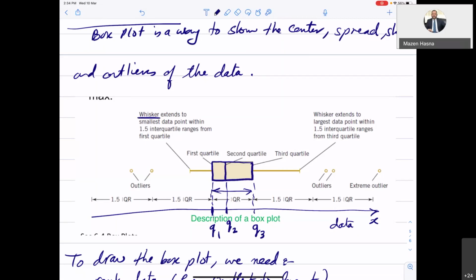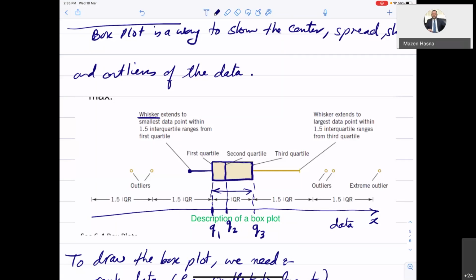A whisker, you draw it from both sides. It's a line that goes from the Q1 all the way to the smallest data point that is within 1.5 interquartile range. So this point is whatever points you have in your interquartile range.